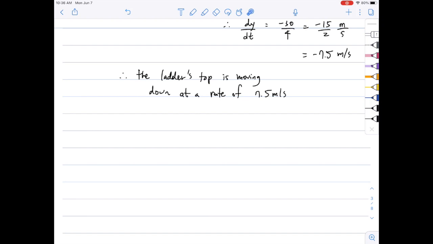Okay, so that was the first example. We're going to do another one. These related rate problems are tricky. Okay, so it's nice to see a couple different examples.